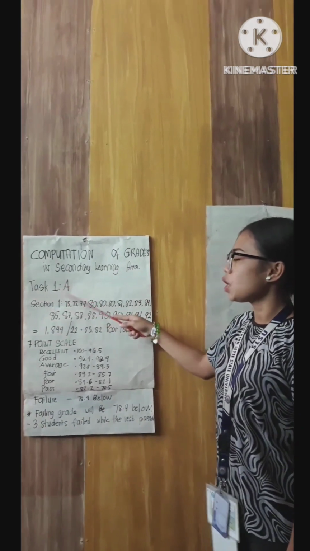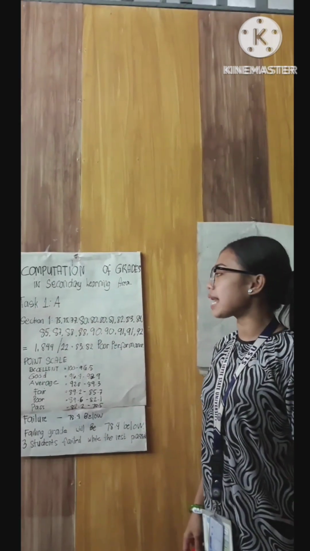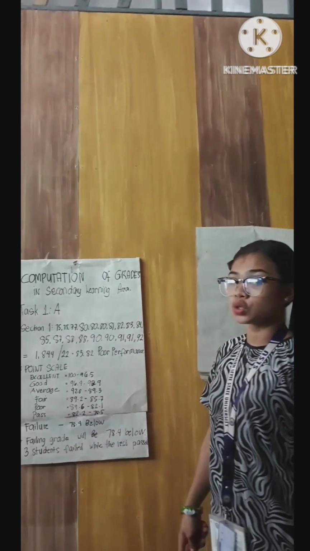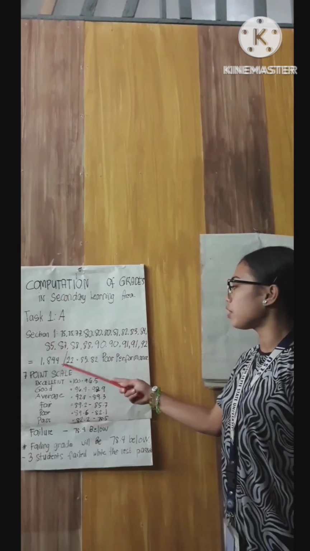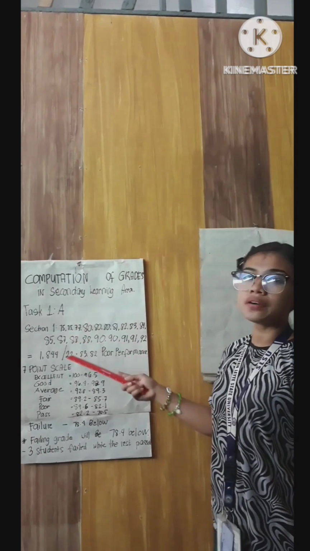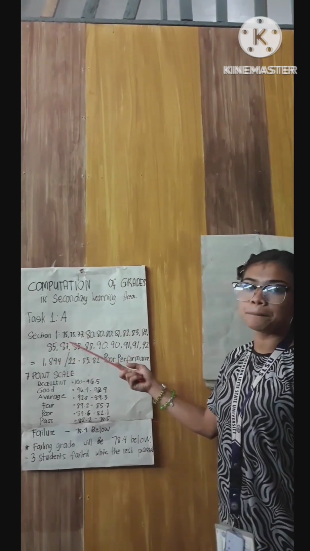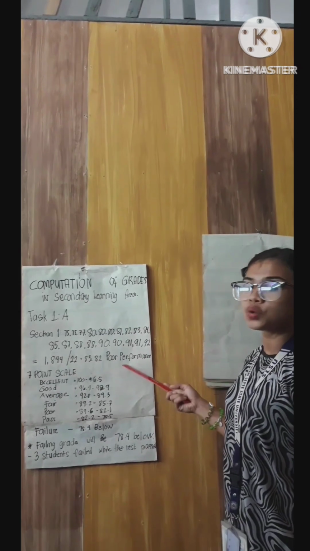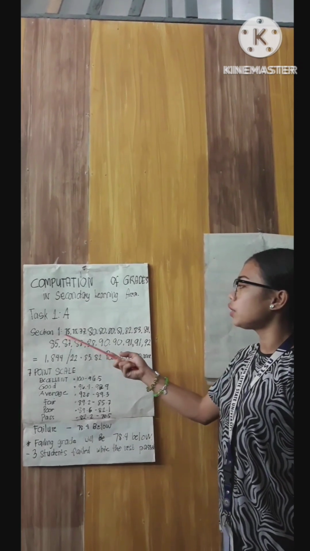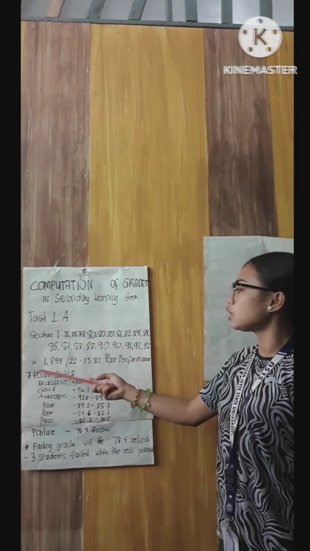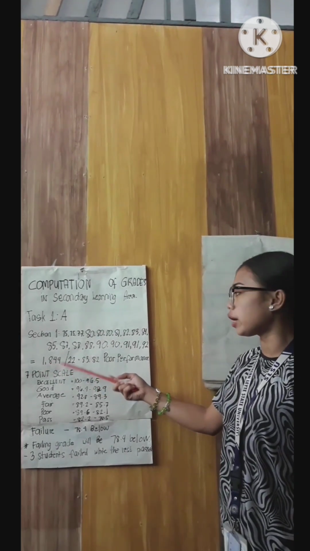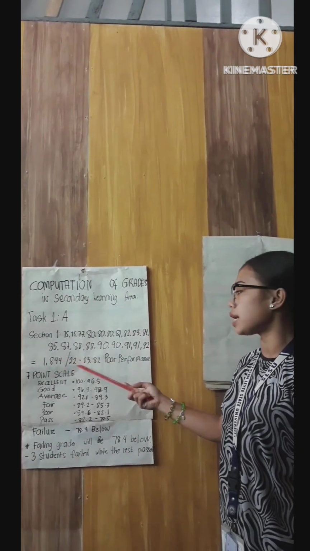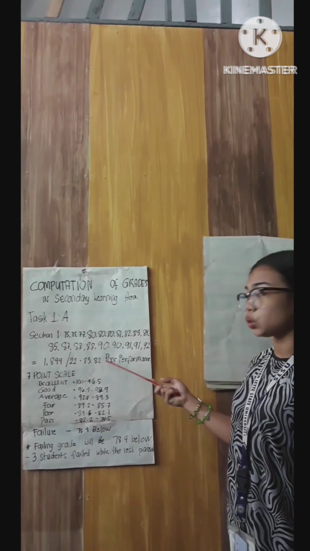So, Task 1A: we have two sections in the Grade 9 class, Section 1 and Section 2. In Section 1, we have 22 students. Their grades were rearranged from lowest to highest. To get the mean of Section 1, we add all their grades, which resulted to 1,844, divided by 22 students, equals 83.82.